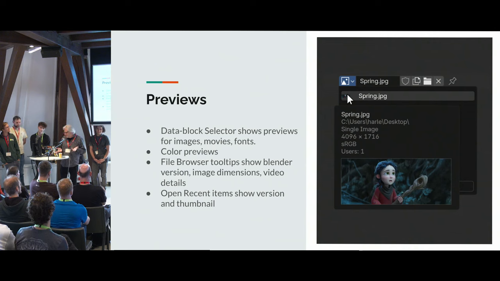We've added better previews wherever we can. So if you hover to get a tooltip, we're now showing images and previews in those tooltips. Where we can, we'll show you, like this shows the resolution, but video codecs will be shown. Maybe the Blender version will be shown. We're trying to be as helpful as we can. Wherever you see the data, show as much information as we can.